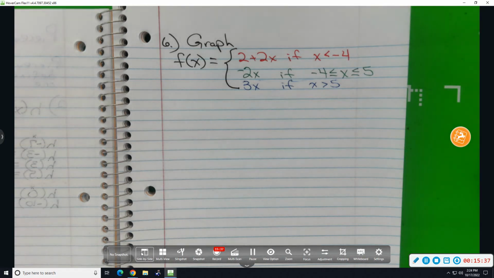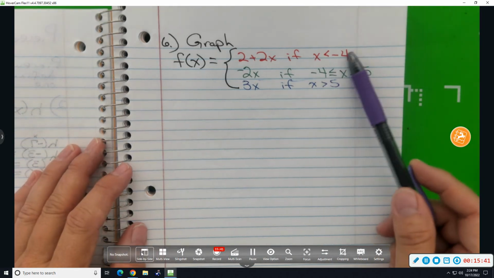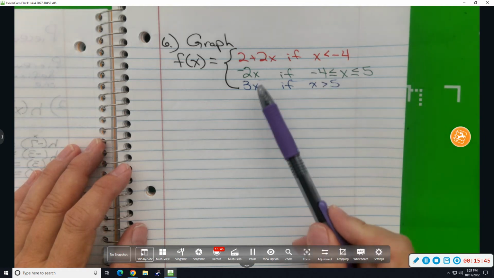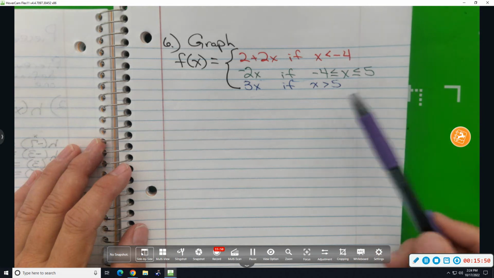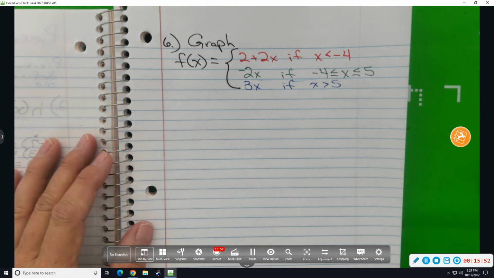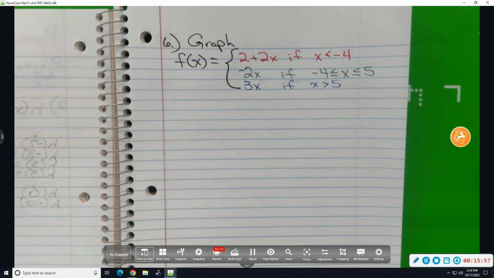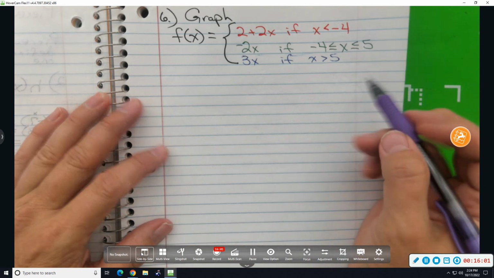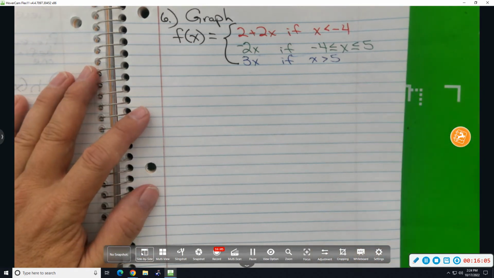The red piece changes to the green piece at -4. So we have a cut point at -4. The green piece is going to change to the blue piece at +5. So we have 2 numbers serving as cut points, -4 and +5. When you're drawing your graph, you're going to want to make sure that you clearly label -4 and +5 on the x-axis.